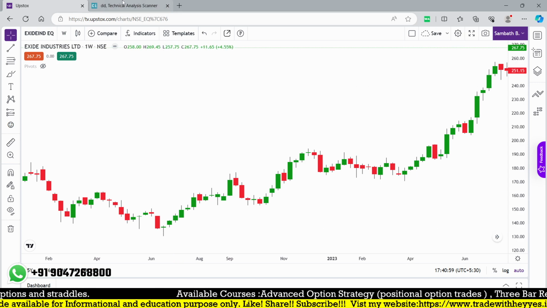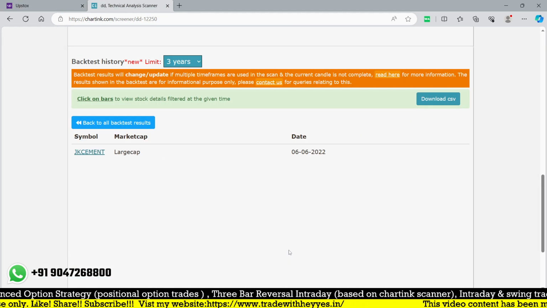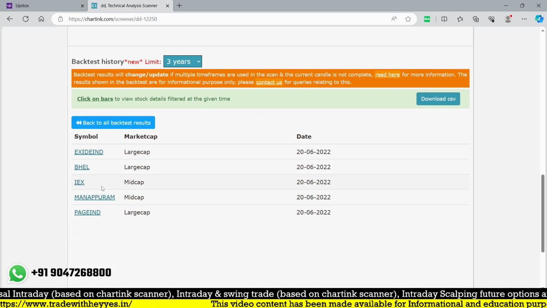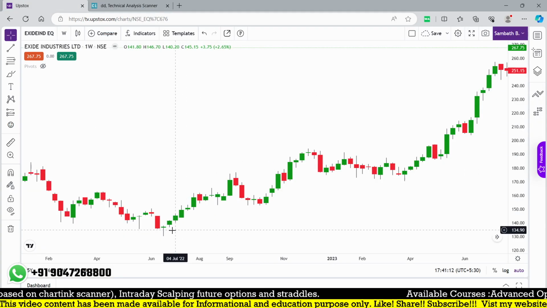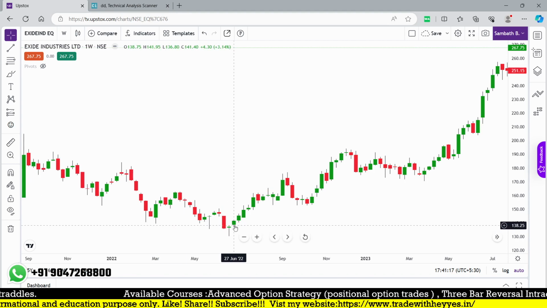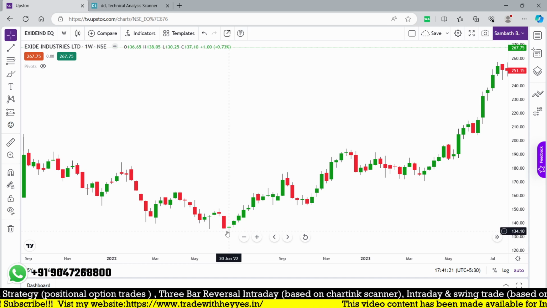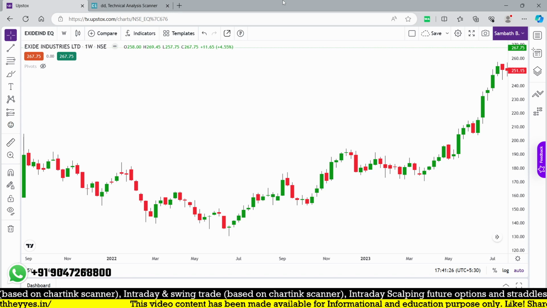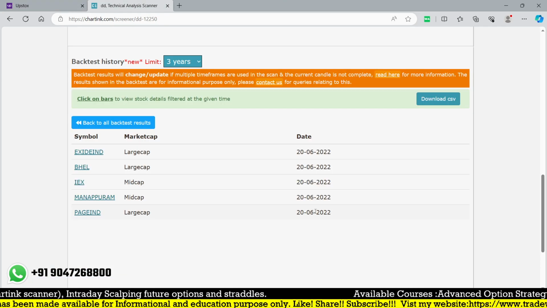And then again 20th of June, seeing Exide maybe here at this point, JK Cement, and this week Exide would be there. So this is a reversal and the swing point where we find exactly the bottom of 138 to 200. Maybe this time it triggered your stop loss, and the second time it generated such a big opportunity. By using the scanner, we can easily derive swing trades using this particular scanner.